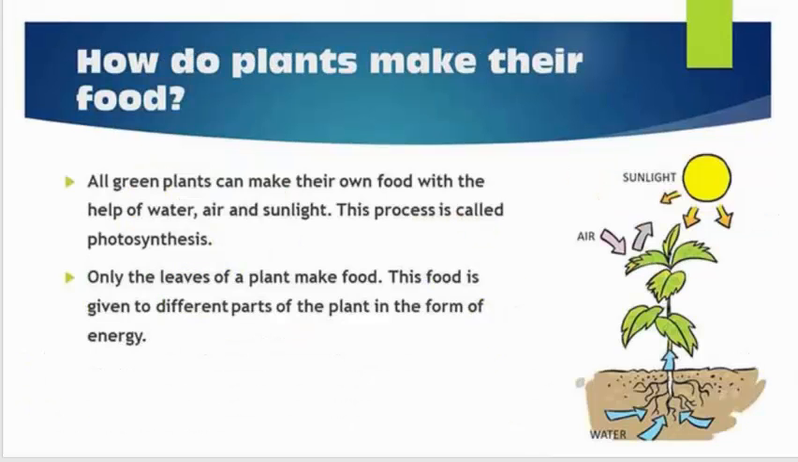Now, how do plants make their food? All green plants can make their food with the help of water, air and sunlight. This process is called photosynthesis. Only the leaves of the plant make food. This food is given to different parts of the plants in the form of energy. So, plants need water, air and sunlight to make their own food.